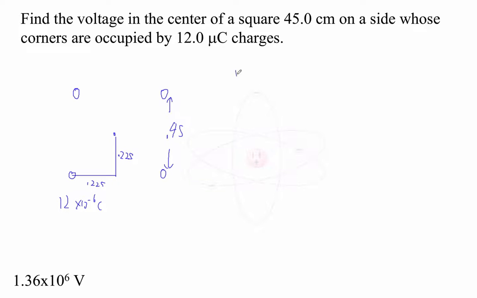So that distance r is equal to the square root of 0.225 squared plus 0.225 squared, right? Okay, so the square root of 2 times this number squared is 0.3181 meters to the center, right? There's a 9 after that too.